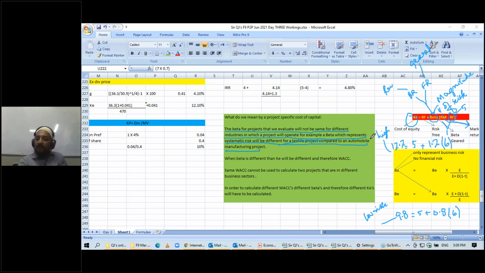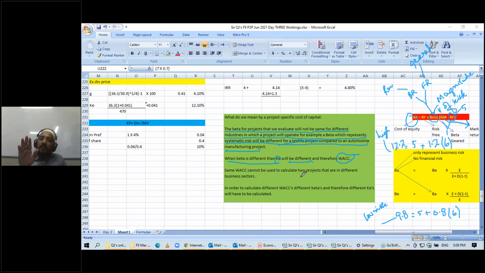The risk will be different. The profits will fluctuate in a different manner in the future. So that's why the business risk is different. Then when beta is different, then KE will be different. And therefore the WACC will also be different. So there should be a separate cost of equity for the separate industries. But if you are in the same industry, then the beta will be the same.